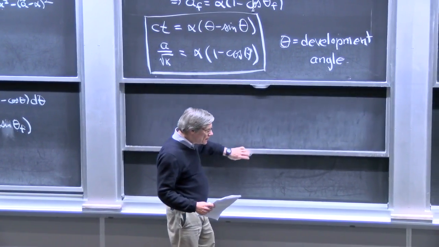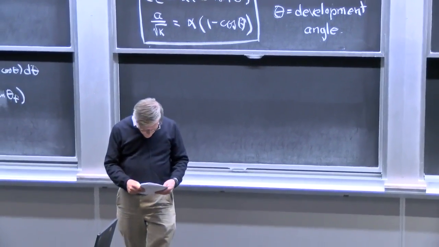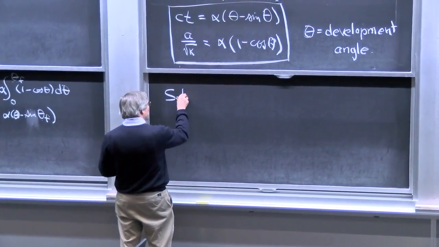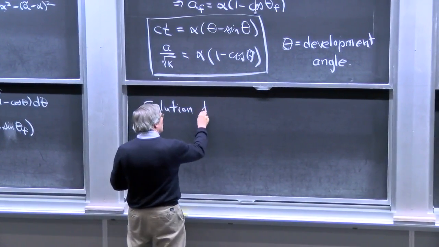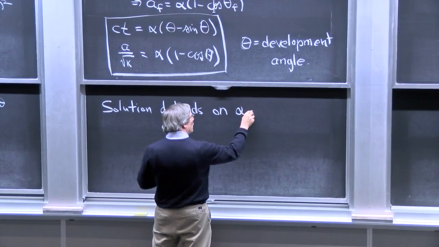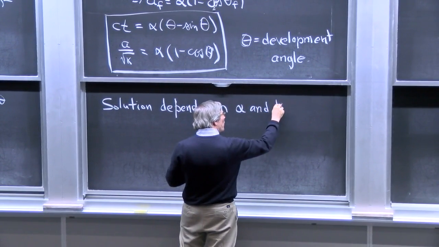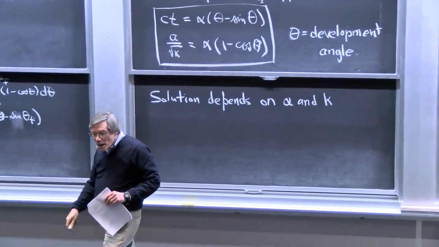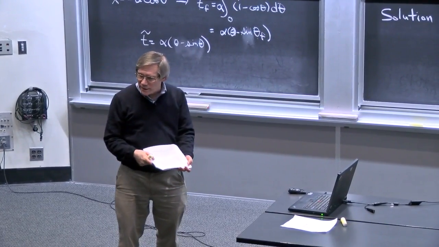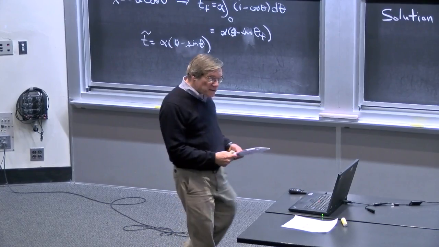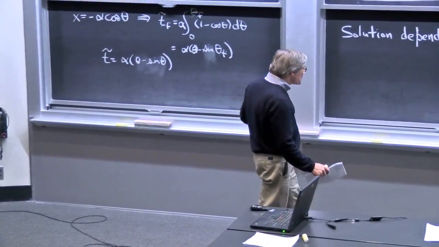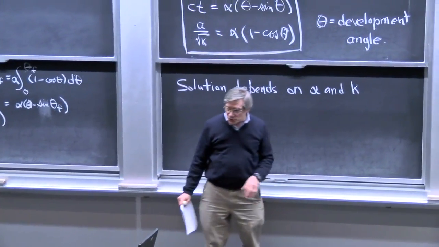How many parameters do we have in this solution? The way we've written it, it looks like it can depend on both alpha and k, because both of them appear in the answer. And k is positive for our closed universe. These formulas would not make sense if k were negative. Square root of k appears there. We don't want anything to be imaginary. But k can have any positive value in principle. And these equations would still be valid. So on the surface, it appears like there's a two-parameter class of closed universe solutions.